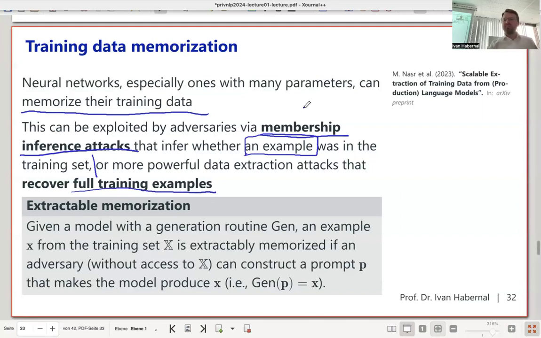In this paper, Nasr et al. define it as extractable memorization. GPT can generate text one token at a time, so if you construct a prompt P that makes the model produce something from the training data, then you say you extracted something from the training data. The formalization is maybe over-engineered here, but basically, if you can recover something from your training data, you are extracting data from the training dataset.